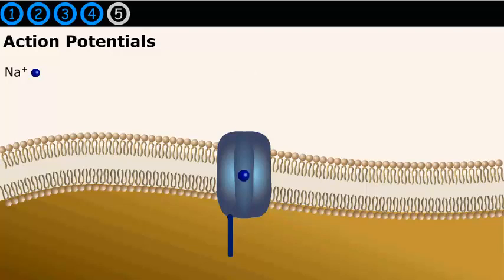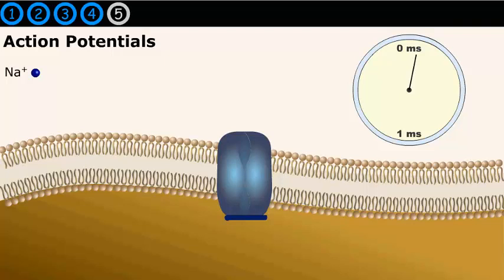In the refractory period, the voltage-gated sodium ion channels will not open no matter what the stimulus strength may be. This assures that the action potential travels in one direction, away from the cell body where it originated.